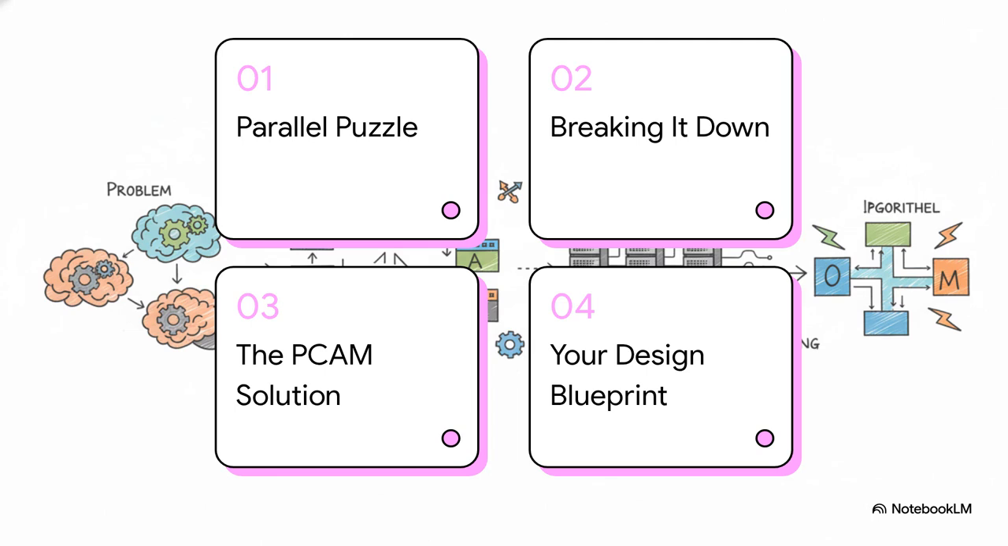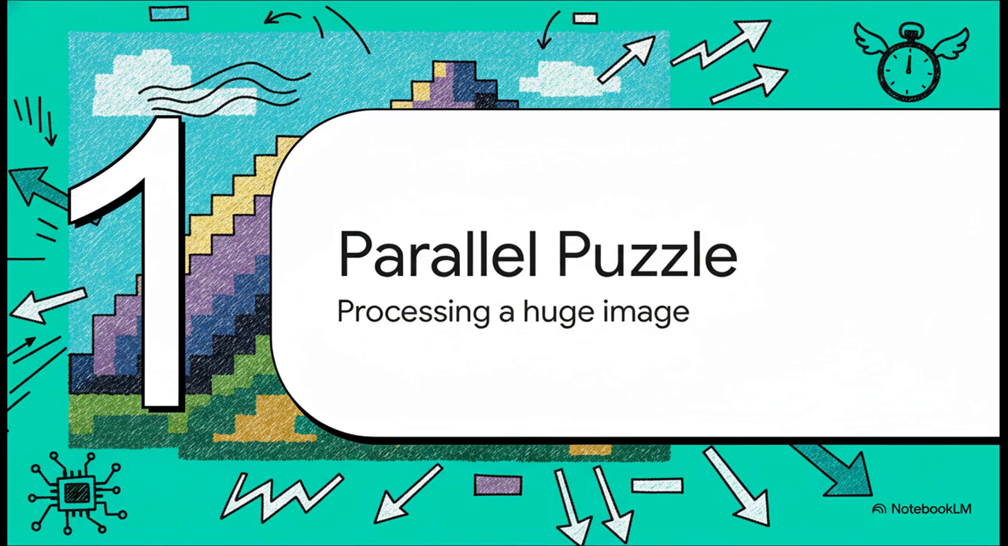So here's what we've got on top. We're going to start with a real-world puzzle, then we'll see what happens when we try a simple way to break it down. After that, I'll introduce you to a super powerful 4-step solution called PCAM, and we'll wrap up by giving you the blueprint so you can use it yourself. All right, let's make this real.